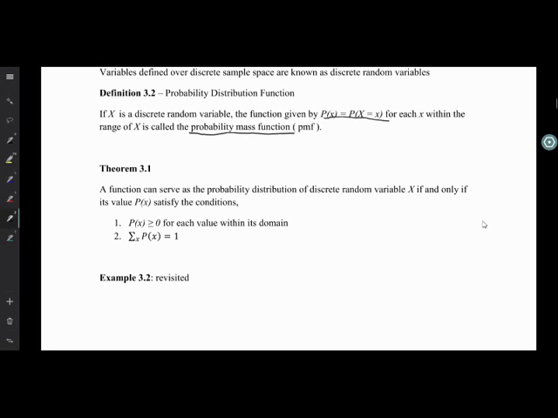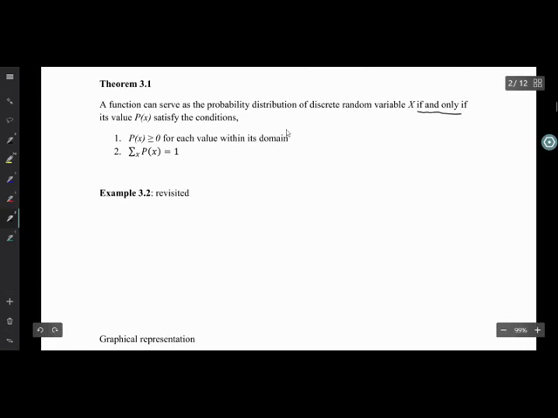Theorem 3.1. A function can serve as a probability distribution or PMF for a random variable X if and only if the following two conditions are satisfied. What are these two conditions? Each probability value that you calculate for the values of x should be greater than 0. And then when you add up these probabilities, they should add up to 1. Now let's go back to that example 3.2 and check whether these two conditions are satisfied.